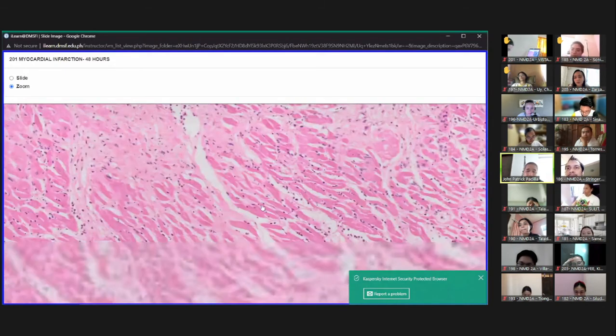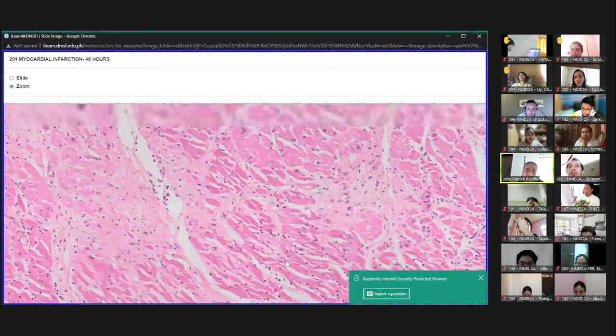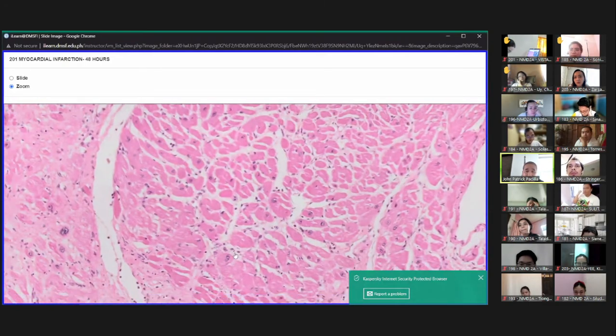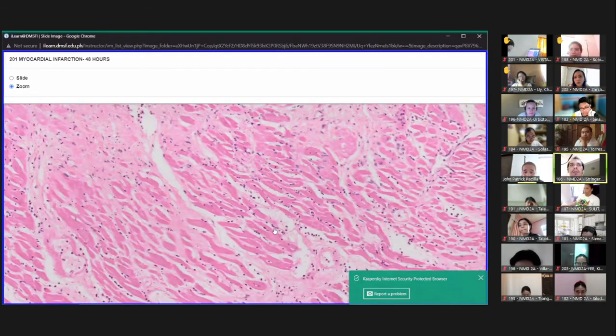And then another feature is that there would be neutrophilic infiltrates. In this particular area, not so much, right? Not so much, but in this particular area, you can see the presence of inflammatory cells.